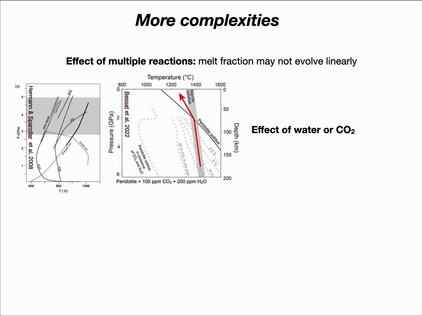Additional effects that are important in the Earth system is, for example, when you have multiple reactions. So if you have a system that has several melting reactions progressively, the melt fraction may not evolve in a linear way between the solidus and the liquidus. Also, we have the effect of water and the effect of CO2, which both impact the position, for example, of the solidus. So you can move the solidus here, for example, as a function of the content of CO2.